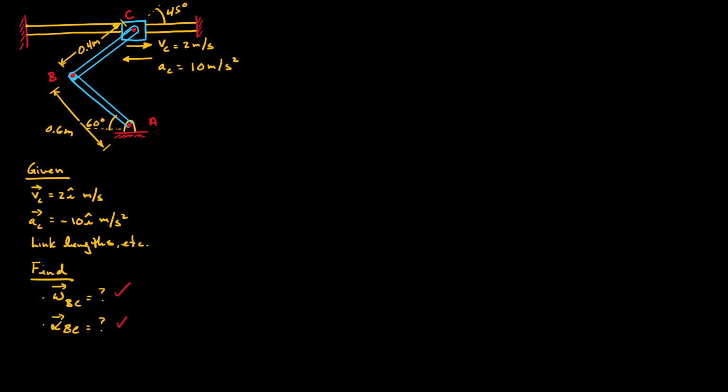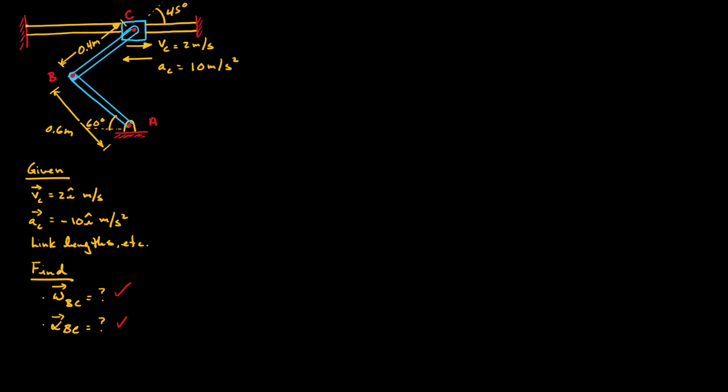I like to write down what we're given. So here we're given VC, the velocity of the collar, and I'm using my standard coordinate system. We're told that the velocity at point C is 2 meters per second to the right, so that's 2i hat meters per second, where i hat is our unit basis vector in the x direction. And AC, we're told it's 10 meters per second squared to the left, so that's negative 10i meters per second squared.